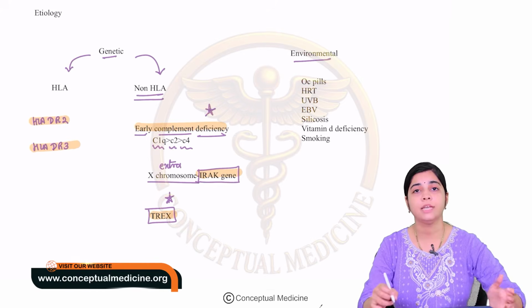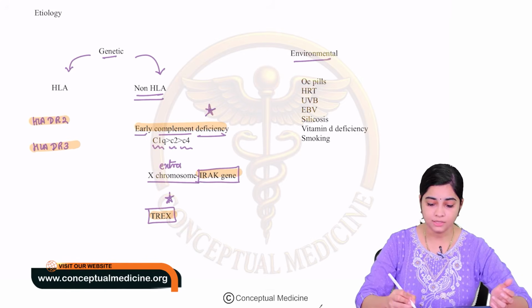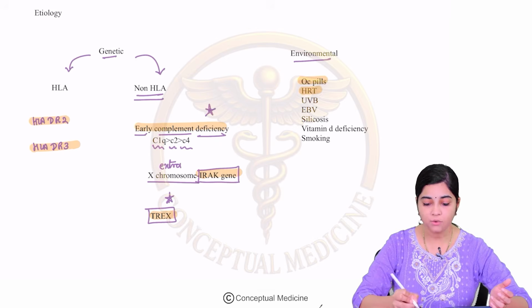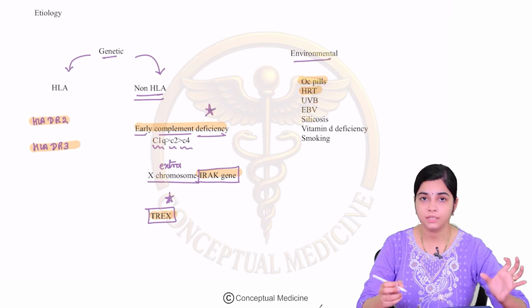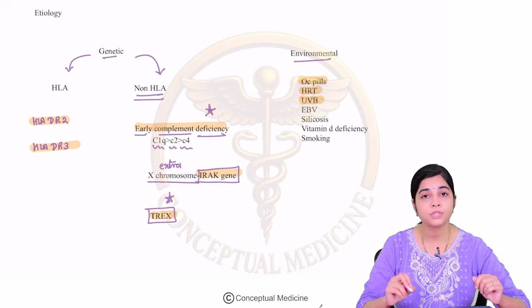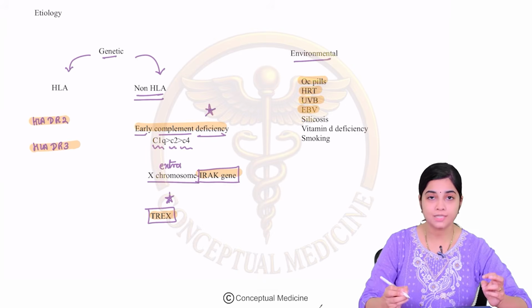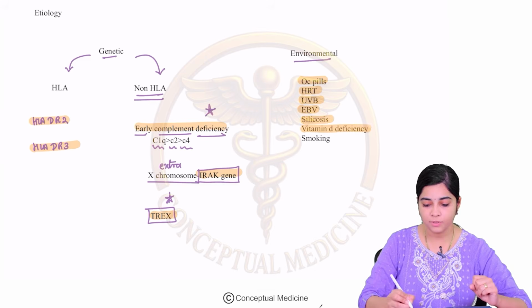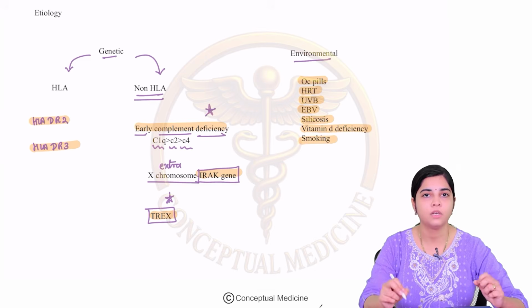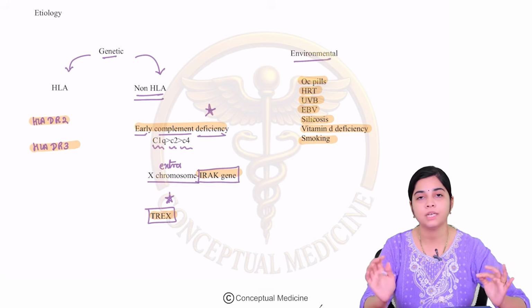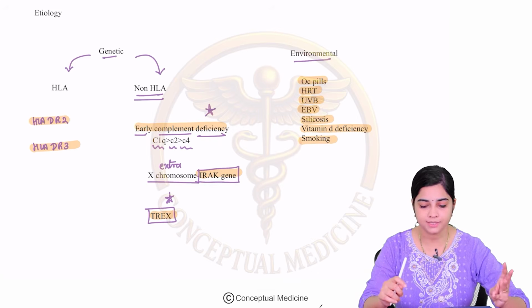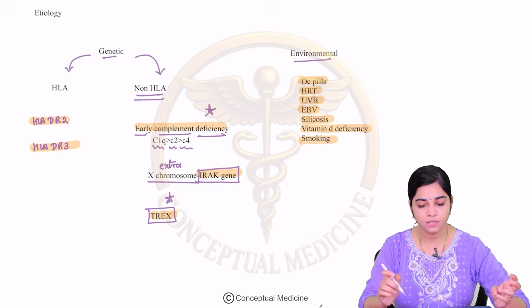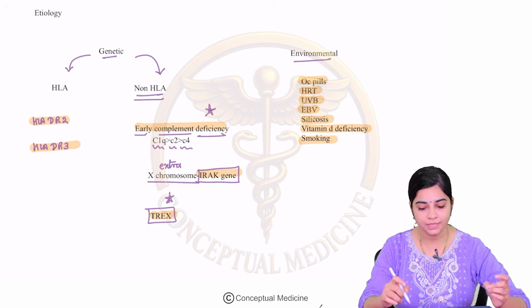When we speak about the environmental risk factors for SLE, remember OC pill use, hormone replacement therapy in ladies, exposure to UVB rays, and Epstein-Barr virus, the only viral etiology. Also silicosis, vitamin D deficiency, and smoking. All of these are important environmental risk factors for the development of SLE.